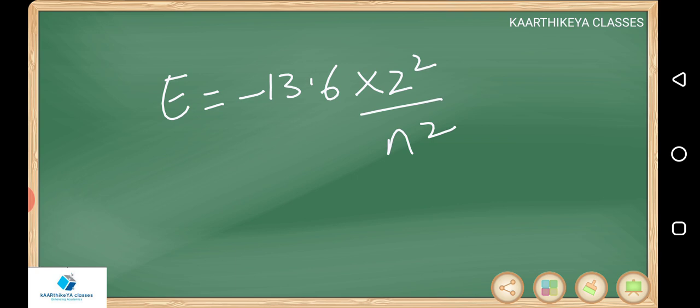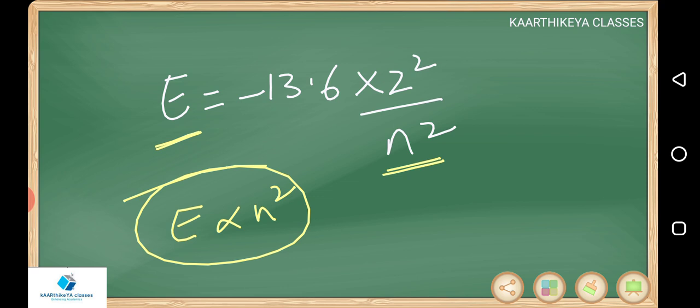So when you look at this very simply, what you can see is energy and n² are inversely proportional. No, not that. Energy is actually directly proportional to n². But how do you see this? This negative symbol is there, and that negative value is divided by n². That means energy is directly proportional to n, not inversely proportional to n².